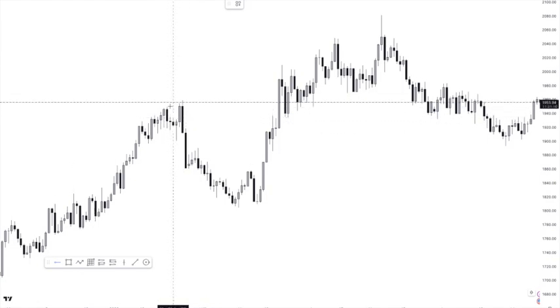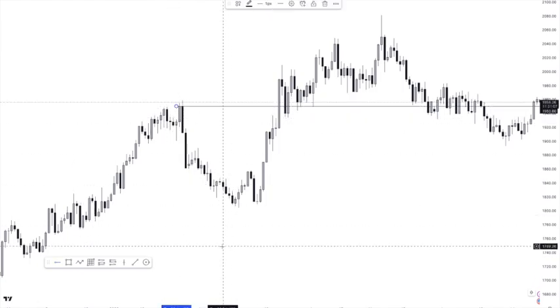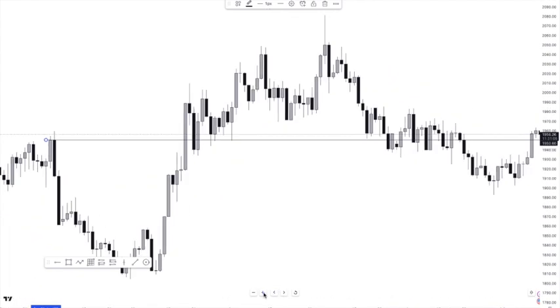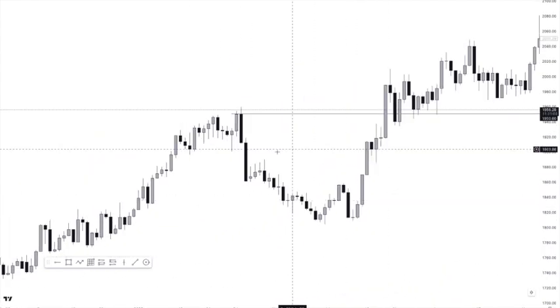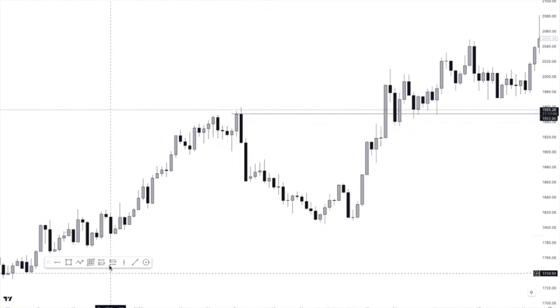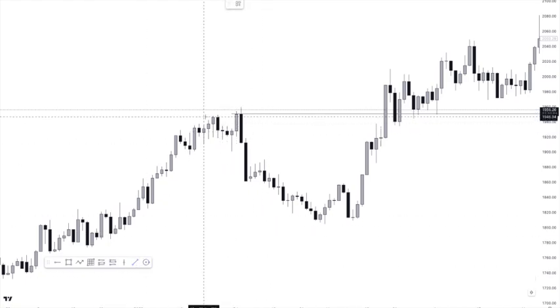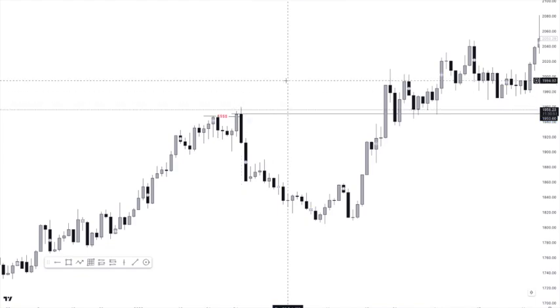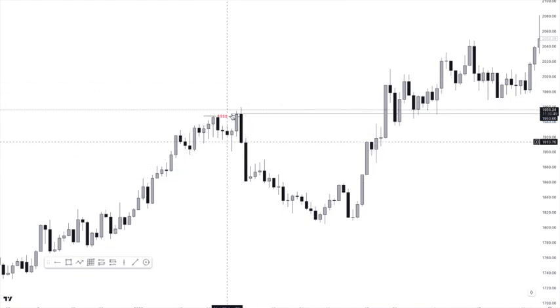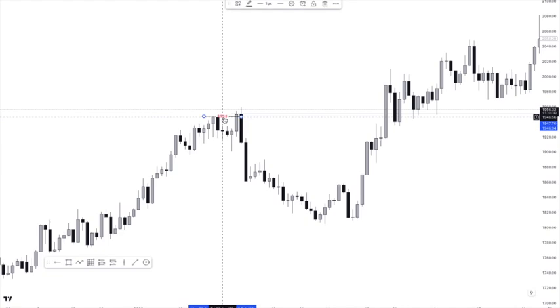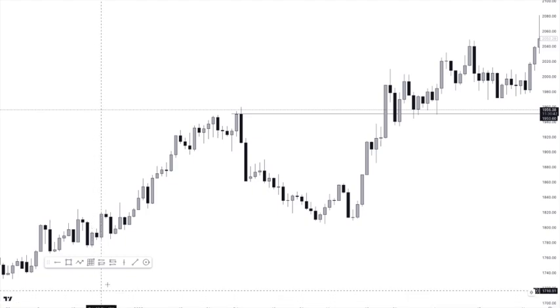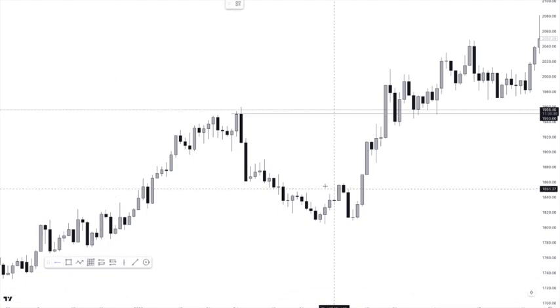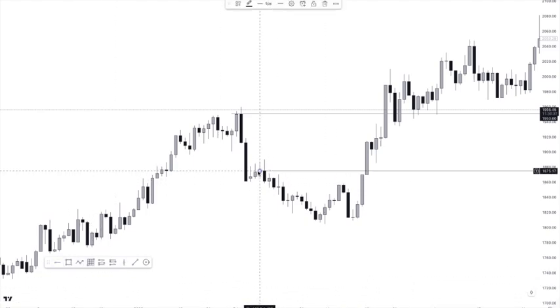Okay. For example, in this area, let me zoom out a little bit. This area takes liquidity and reverses price. It takes out this area of liquidity and reverses price with an impulsive move. Therefore, we can call it an institutional zone. So we mark it out. And also this area.